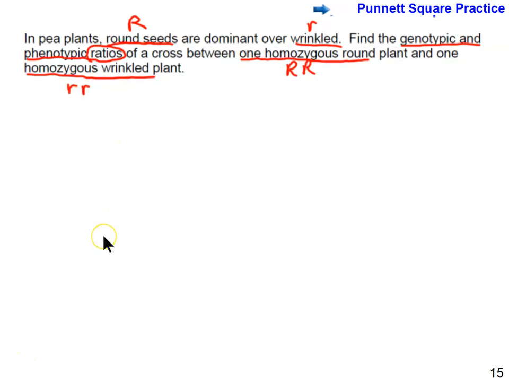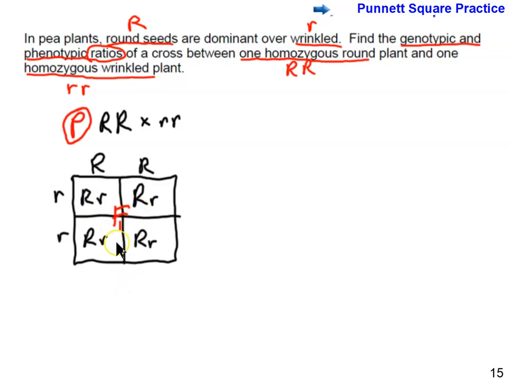And then it's a good idea to write it as a cross. In other words, capital R capital R times lowercase r lowercase r. Remember, a multiplication sign in genetics means a cross. So we're crossing these two individuals. And again, that's the parental generation, the P generation. Then, of course, we can set up and solve the Punnett square. You already know what's going to happen because you're familiar with Mendel's experimentation. But just for the exercise here, let's go ahead and do this.